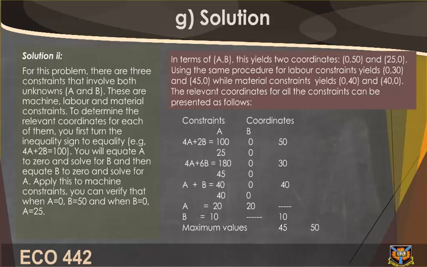Apply this to the machine constraint. You can verify that when A equals 0, B equals 50, and when B equals 0, A equals 25. In terms of A, B, this yields 2 coordinates: 0, 50, and 25, 0. Using the same procedure, the labor constraint yields 0, 30, and 45, 0, while the material constraint yields 0, 40, and 40, 0. The relevant coordinates for all the constraints can be presented as follows. Constraint coordinates A, B, see table.